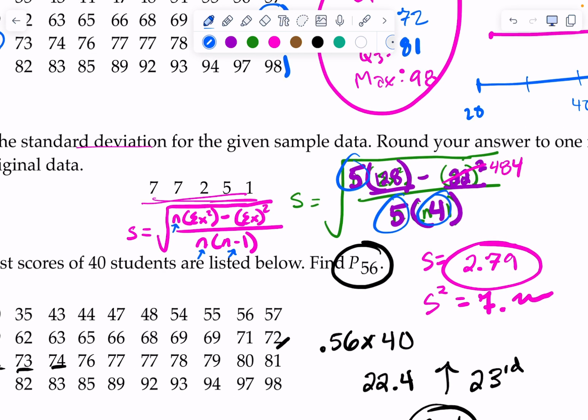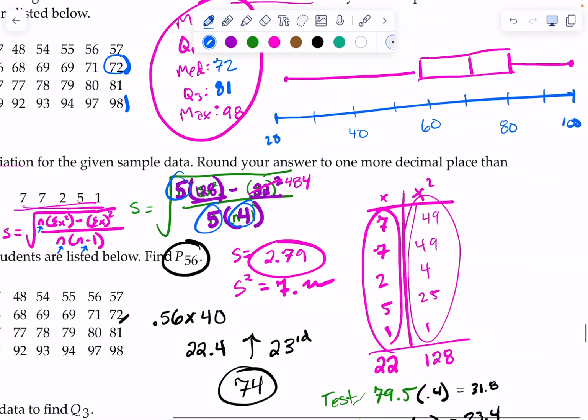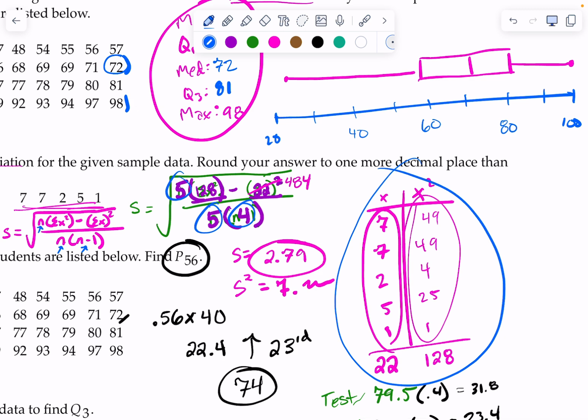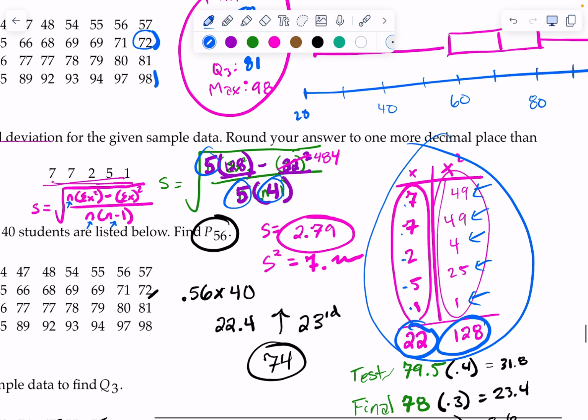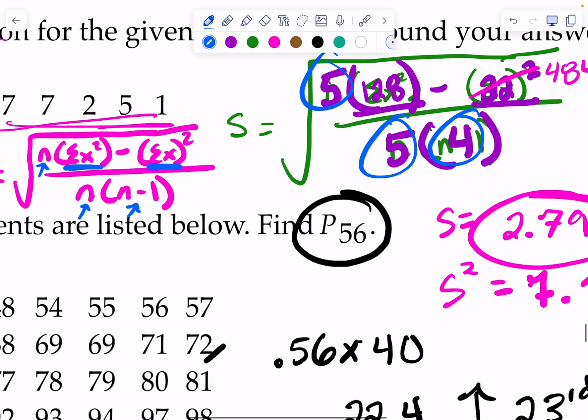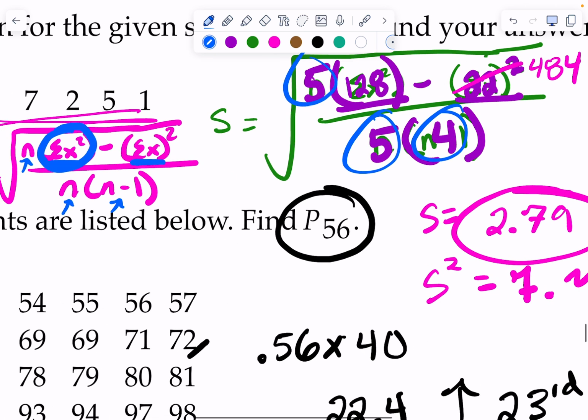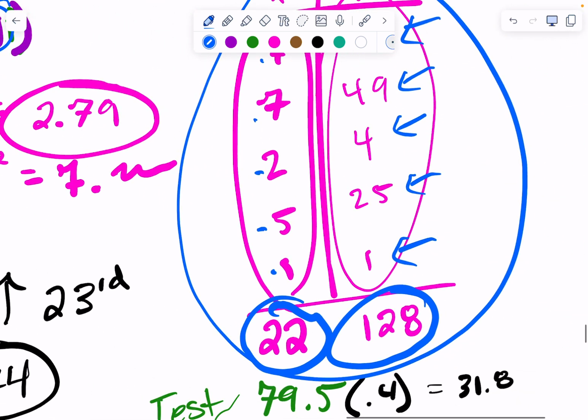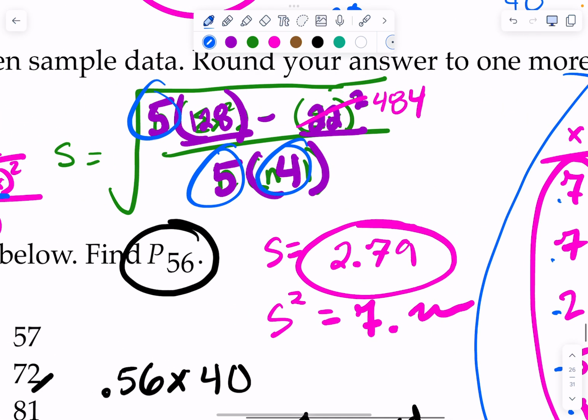Now we took all 5 of those numbers and we put them into a chart that looks like this. We had the x column and we had the x squared column. So 7, 7, 2, 5, 1 added up to be 22. If we square those numbers, 49, 49, 4, 25, 1, those add up to be 128. Knowing the difference between this guy and this guy is super important. This is the sum of all the x squared values. That is 128, so that goes in this spot right here.